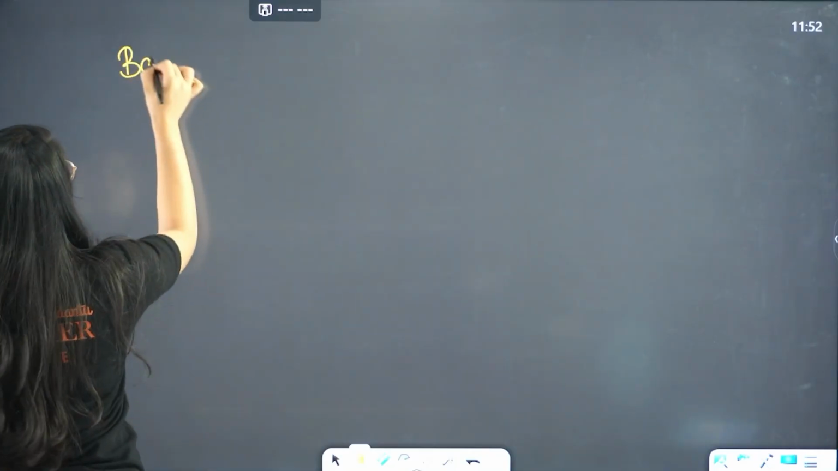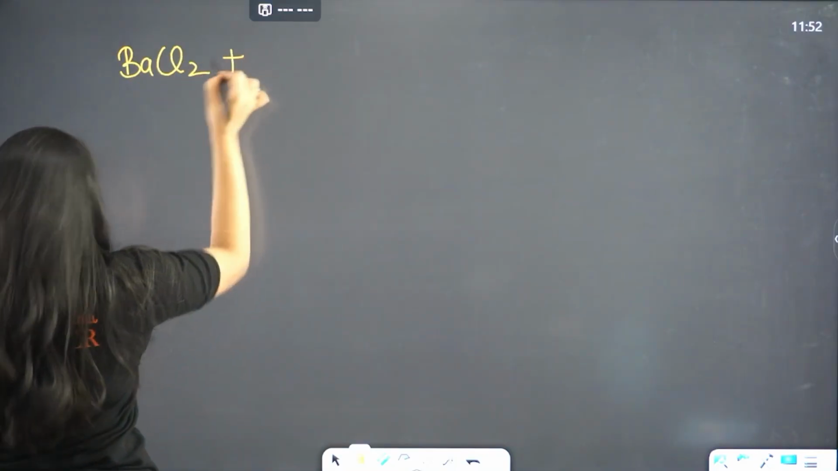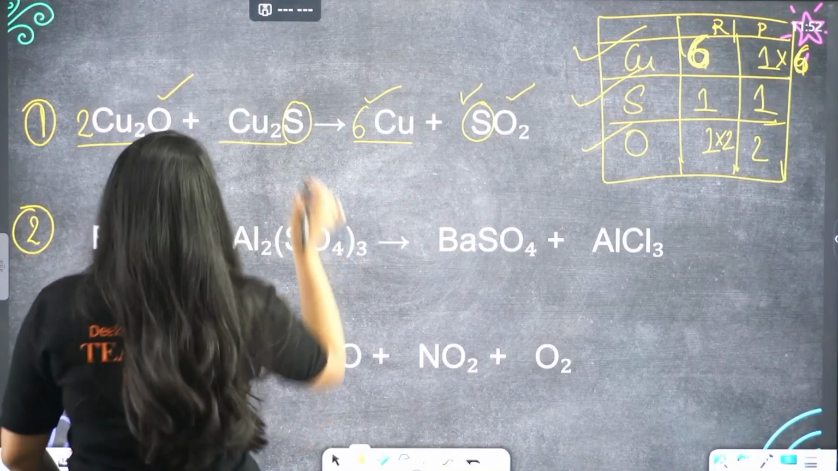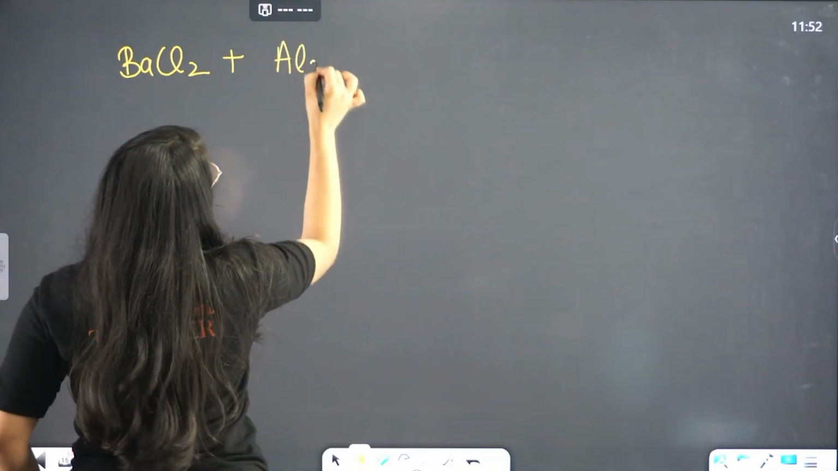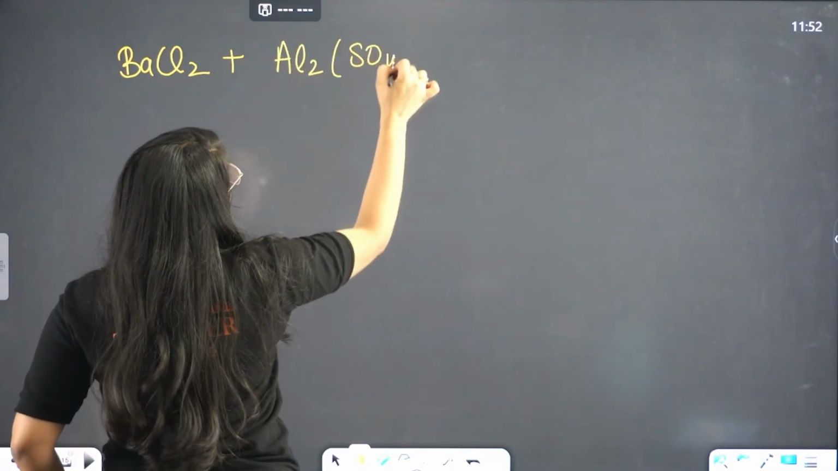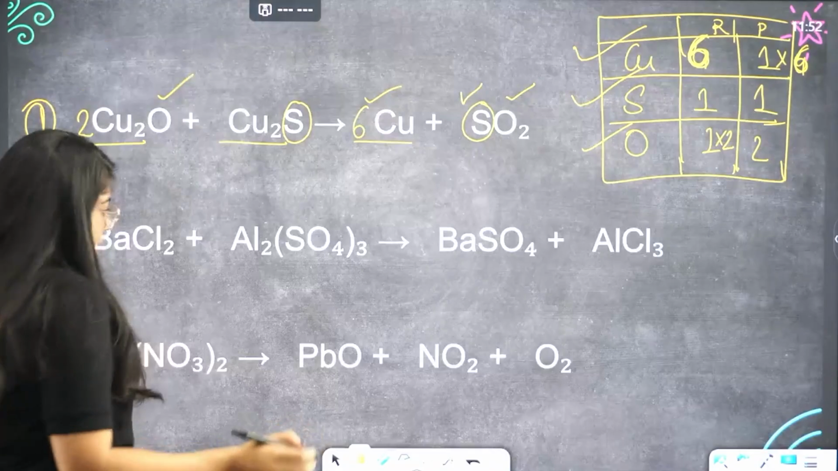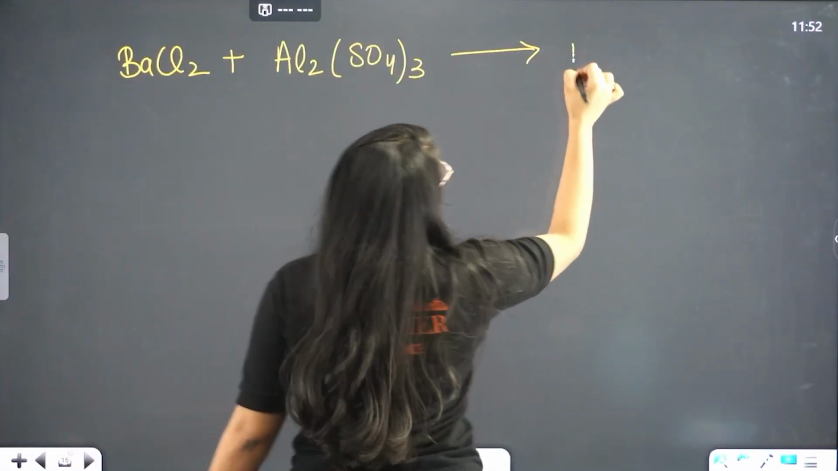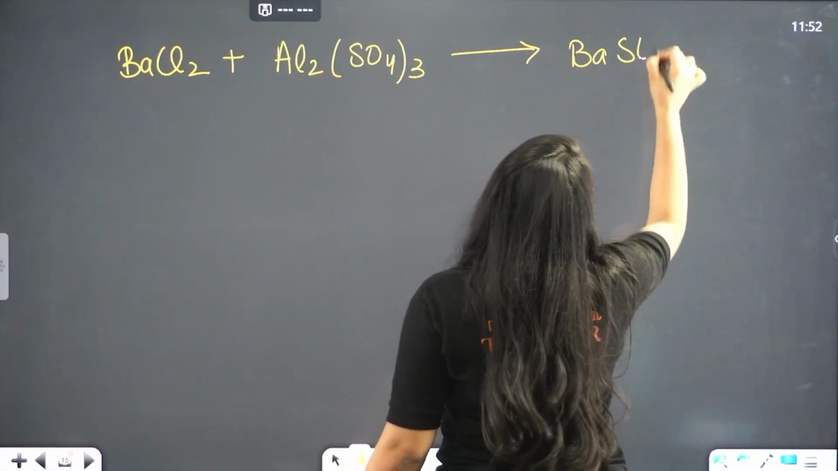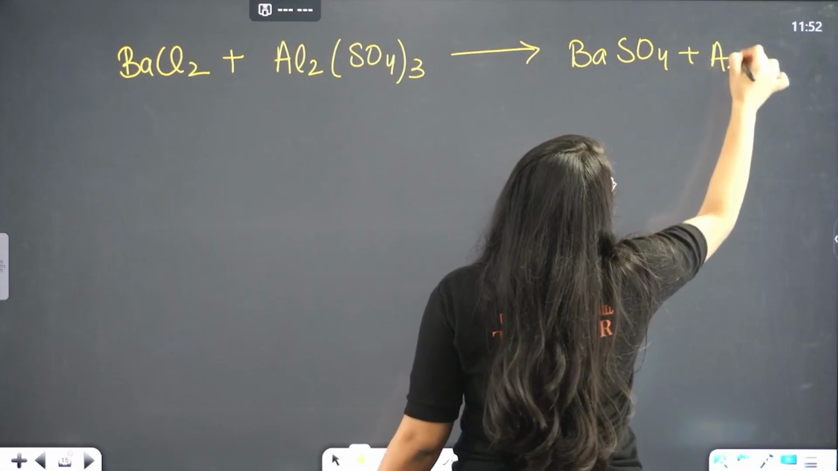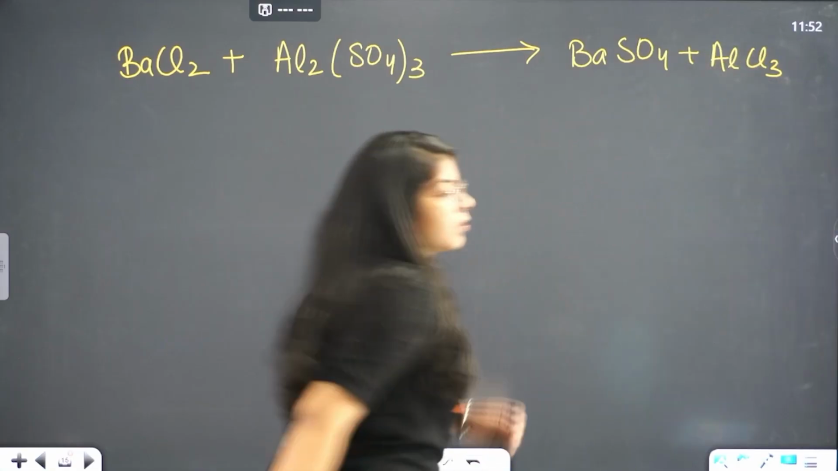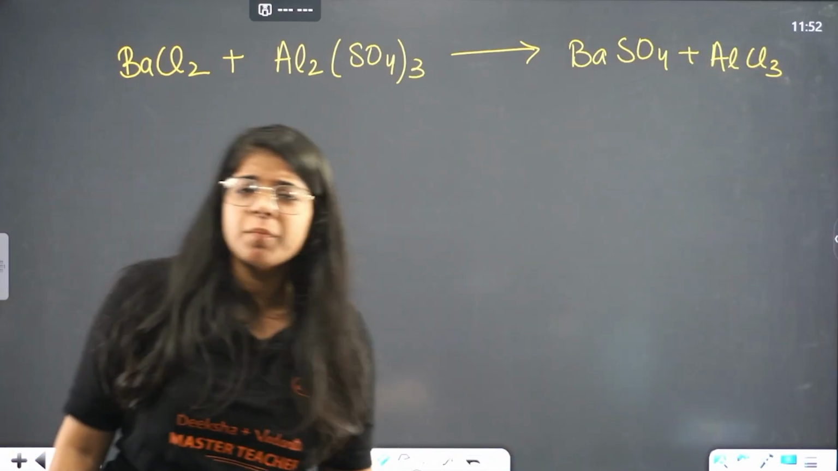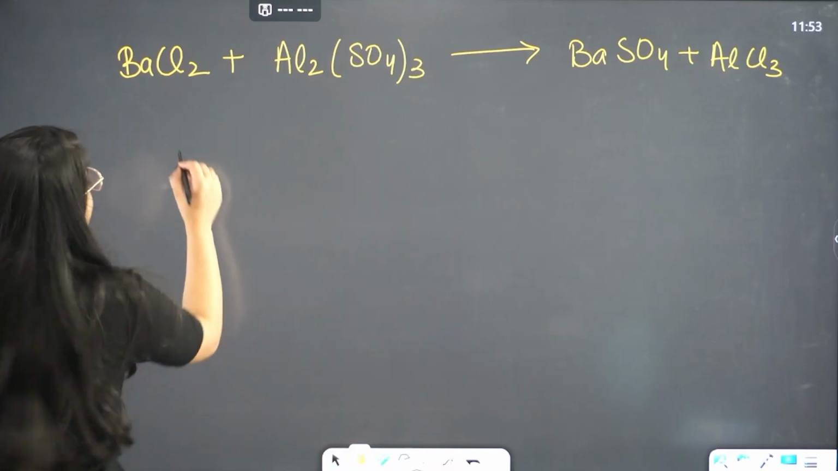BaCl2 plus Al2(SO4)3 gives BaSO4 plus AlCl3. Now this is our normal equation. Done. Now let's make the table.